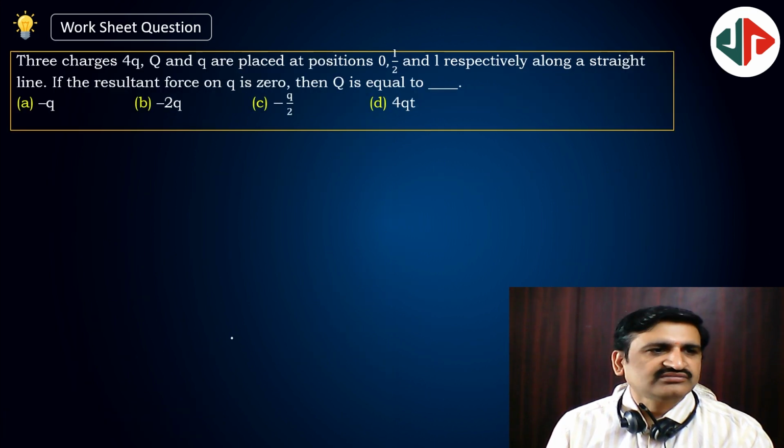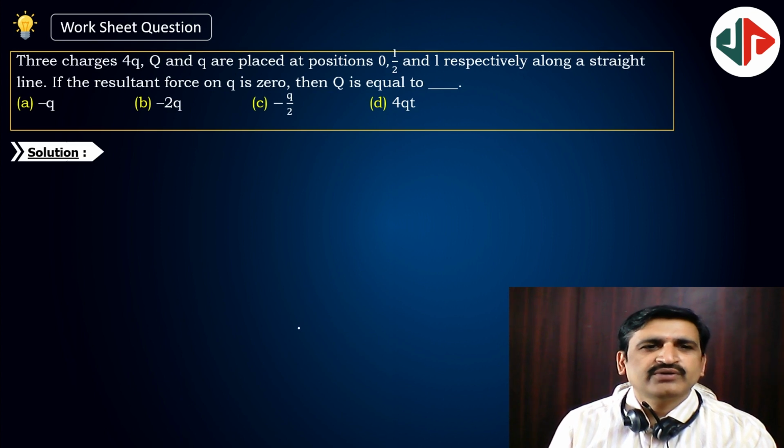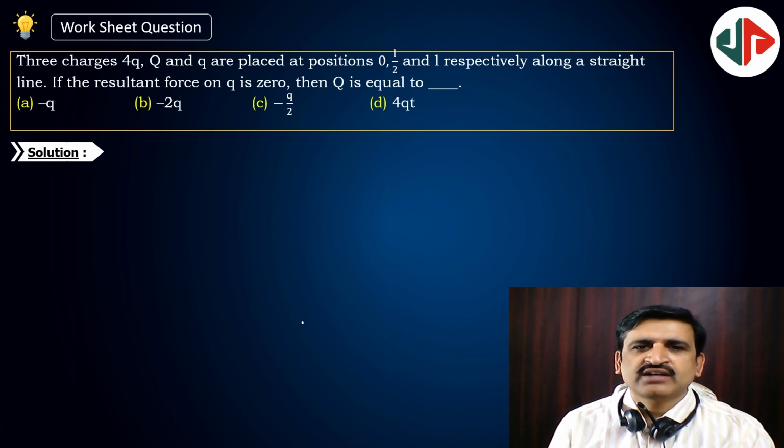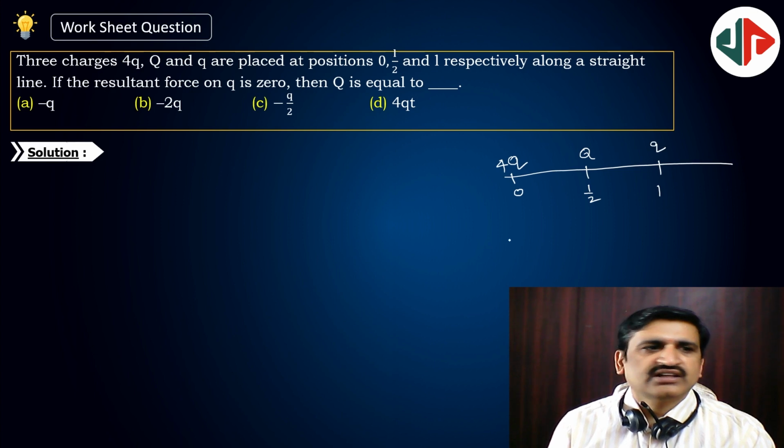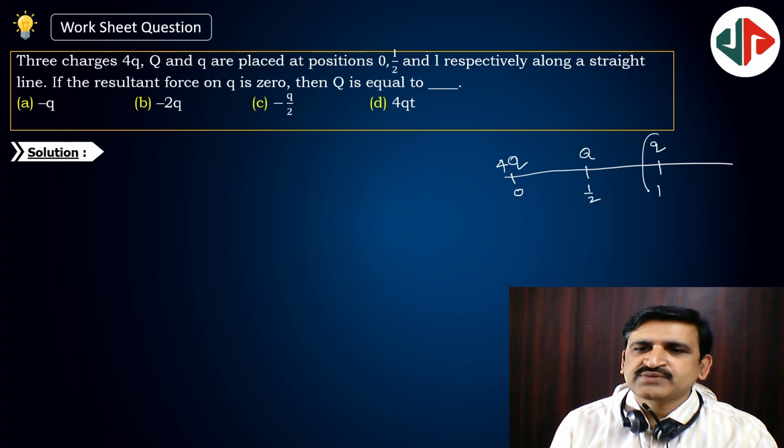Multi-correct question it is. 3 charges 4Q, Q, and capital Q are placed at positions 0, 1 by 2, 1 respectively along a straight line. At 0 we have 4Q, at 1 by 2 we have Q, and at 1 we have capital Q, in a straight line. If the resultant force on small q is 0, this is experiencing 0 force, then what is capital Q?